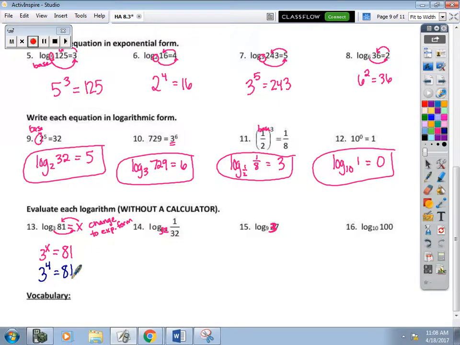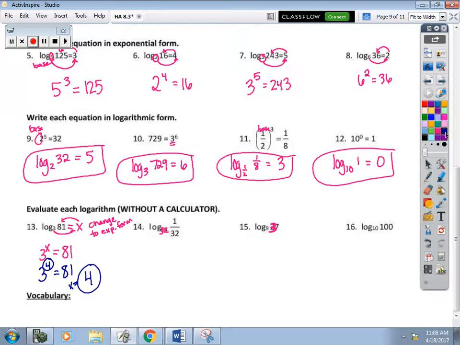Okay. Again, this is kind of trial and error. 3 to the second is 9, 3 to the third is 27, 3 to the fourth is 81. So my answer is 4. Now, if you want to put x equals 4, that's okay. Really, though, the answer is just 4. We added the x into the problem, so you don't need that as part of your answer.